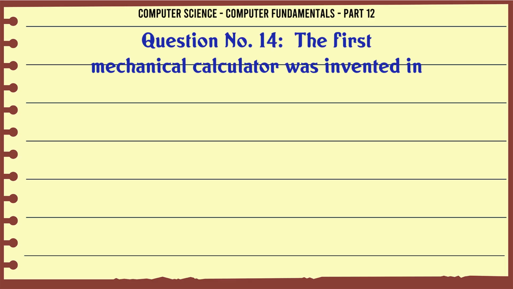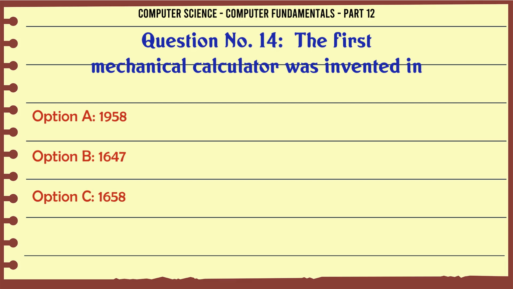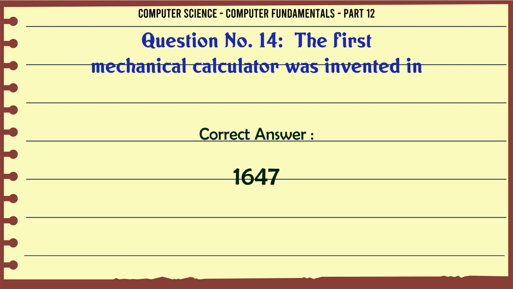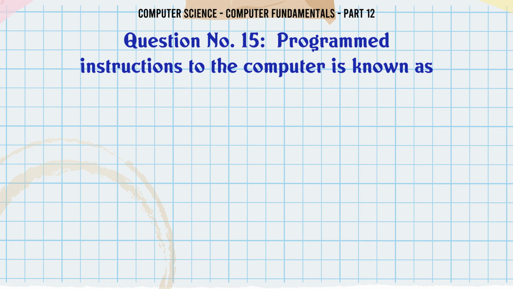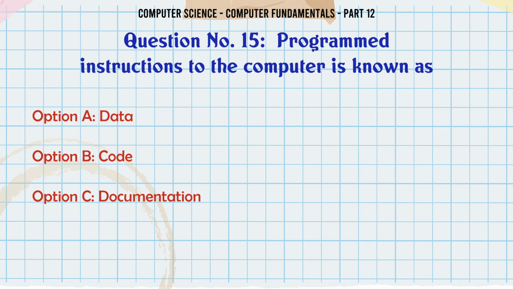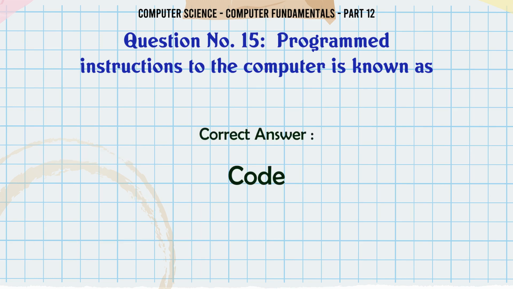The first mechanical calculator was invented in A. 1958. B. 1647. C. 1658. D. 1972. The correct answer is 1647. Programmed instructions to the computer is known as A. Data. B. Code. C. Documentation. D. Database. The correct answer is code.